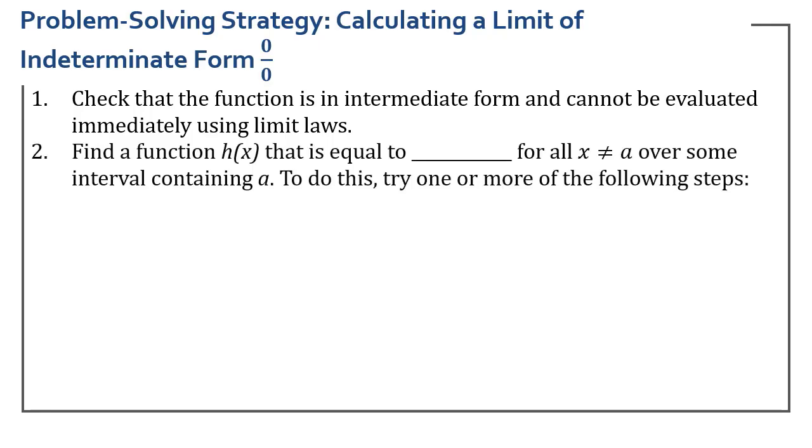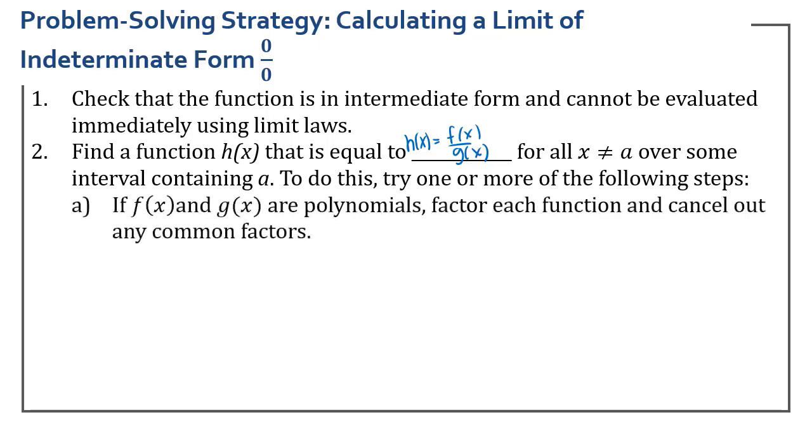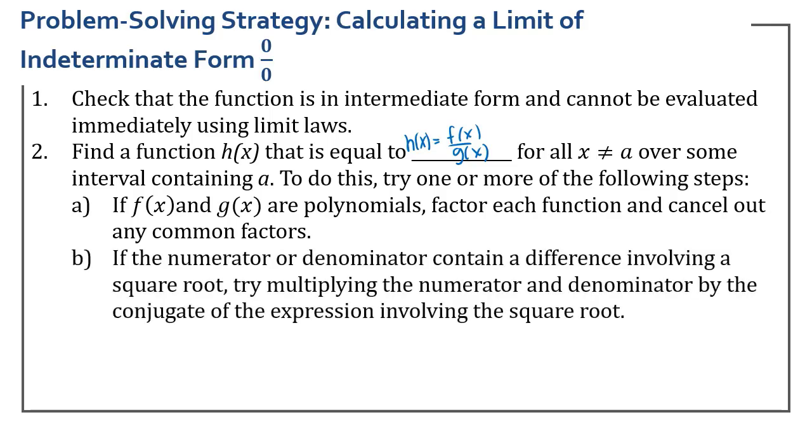So then what you're going to do is find a function h of x that is equal to f of x over g of x for all x not including a over some interval containing a. To do this, we're going to try one of the following steps. What we did on the last slide is we took f of x and g of x as polynomials, factored each function, and canceled out any common factors. And that got it where we can actually apply the limit laws to evaluate it.